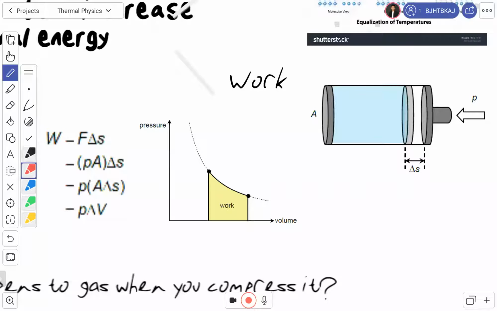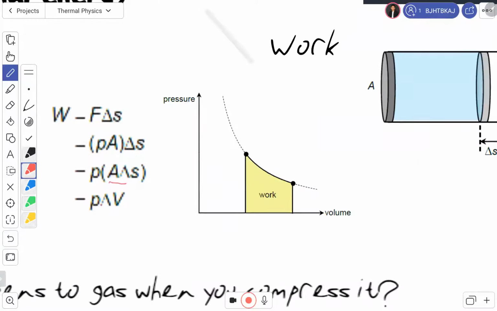So what would be the work that you have done on this system? Work is always force times distance moved in the direction of force. Your distance moved in the direction of force is a small delta S. The force is F, but you don't have F yet, so you need to break F down into pressure times area. Then area times delta S gives you a small change in volume, delta V. So this is your delta W, equals P delta V.